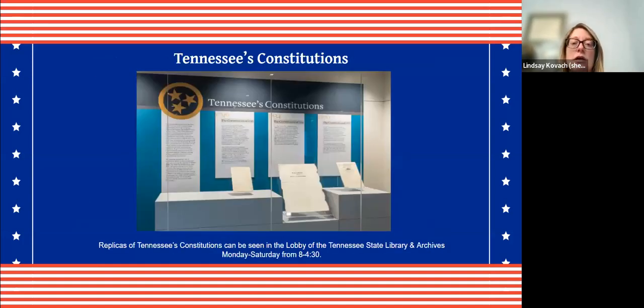And here's a picture again of the Tennessee Constitutions. These are replicas that the public can come and see. It's one of our permanent displays. You can see what these life-size versions would look like and gather some information. We are open to the public Monday through Saturday from 8 to 4:30. The lobby is, that is. And you can come look at some of our displays, some of our electronic displays and interactive displays, during the times that we are open.